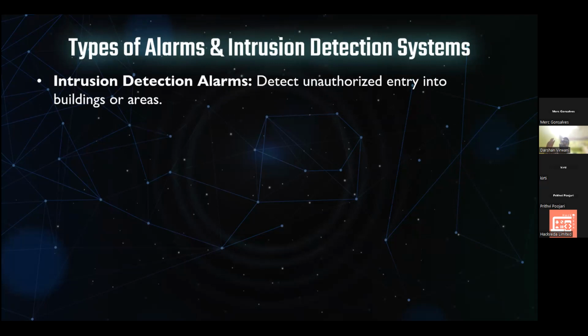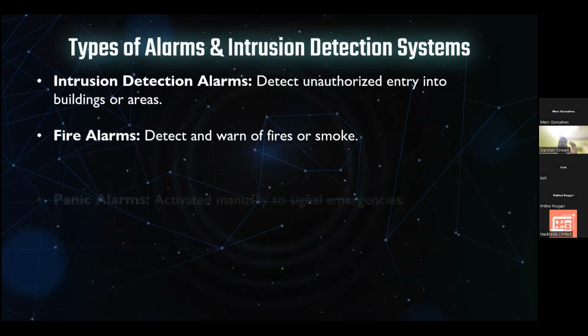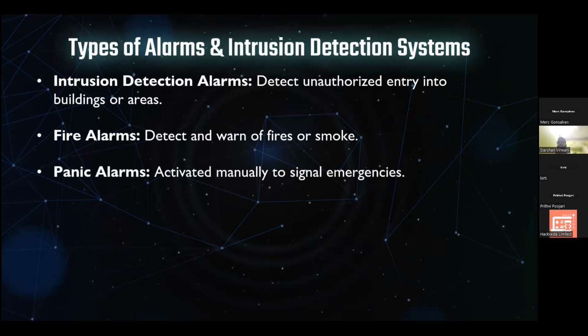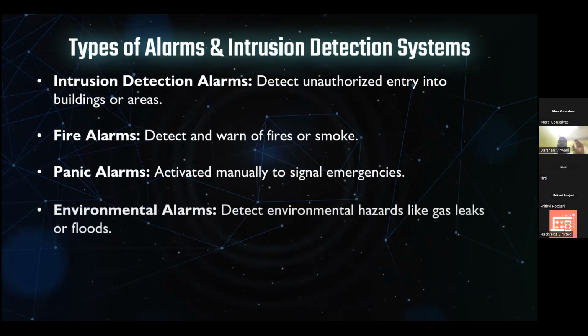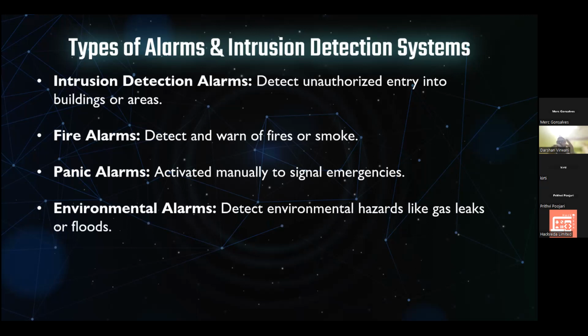As I talked about in the last example, one type detects unauthorized entry into building areas. Fire alarms: we all know that if there is any kind of fire or smoke, it will trigger. Next is the panic alarm. A panic alarm is for something like an earthquake or related things, and then this alarm will be triggered. And environmental alarms: if a gas factory is there and some gas is leaked or a related thing happens, this kind of alarm will be triggered.